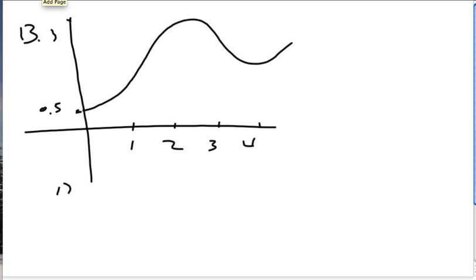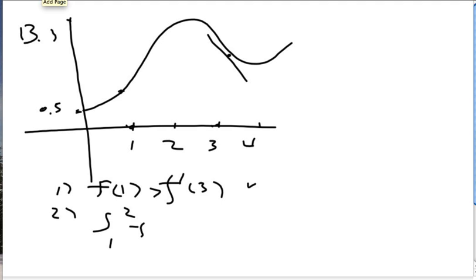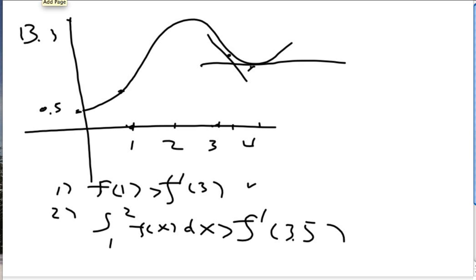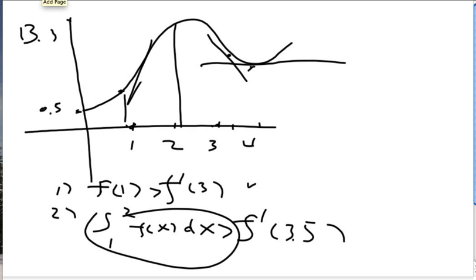So the first choice, f1 bigger than f prime 3, is correct. The reason is f1 is a positive value, and f prime 3 is a negative value. So it's right. Number 2. The integral from 1 to 2 of f(x) dx is bigger than the derivative at 3.5. The derivative at 3.5 here is 0. And the integral is the area from 1 to 2 here. It's not 0. It's bigger than 0. So it's right.